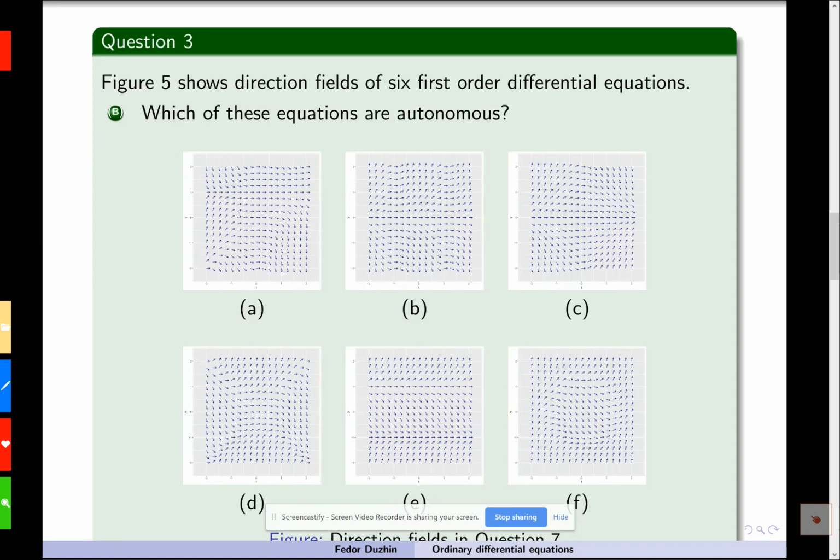Part B, which of these equations are autonomous? So autonomous equations are those that are invariant under horizontal translation. So imagine if you move the whole thing to the right or to the left, then you get the same thing.